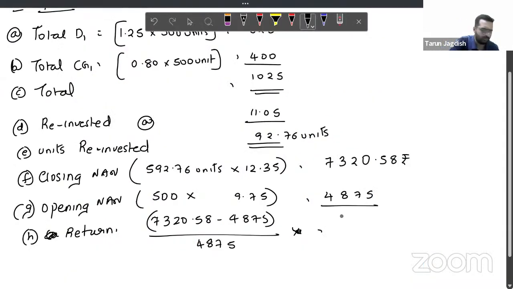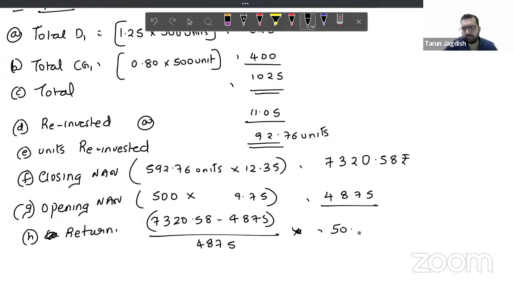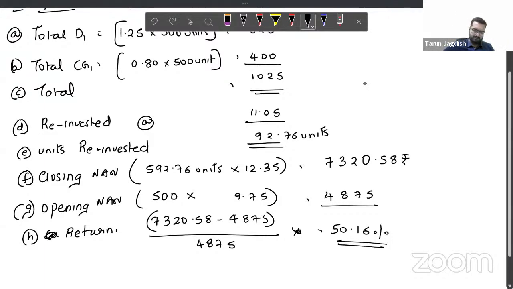So 7320.58 minus 4875 divided by 4875. Do you get the answer as 50.16% over here? So tell me, friends, which one is better? Is option 1 better or option 2 better? Option 2 is better. Perfect. Please write down and finish it off, friends.